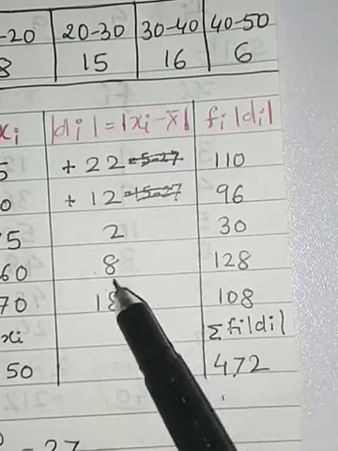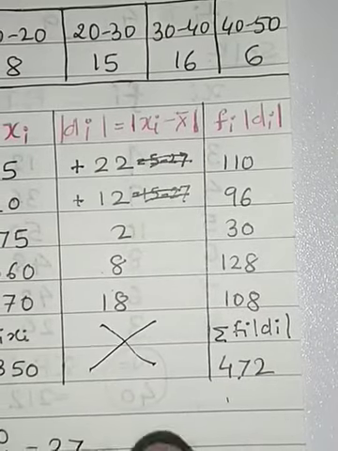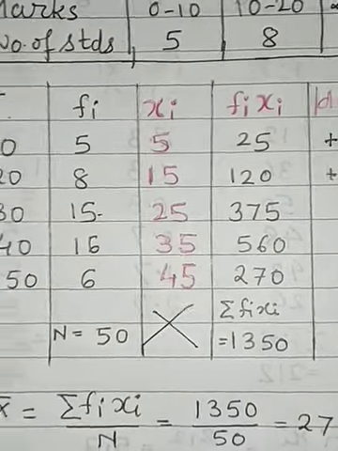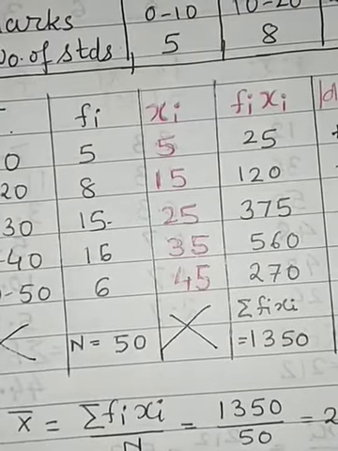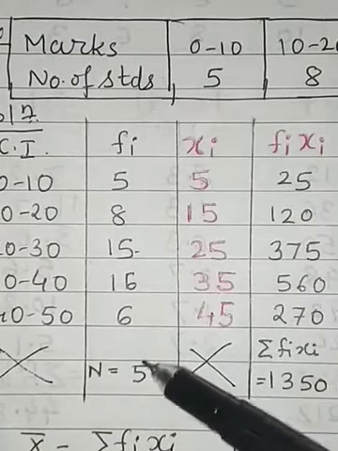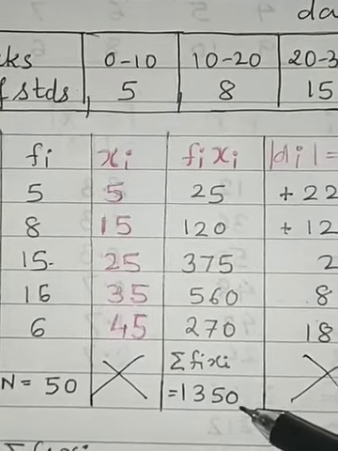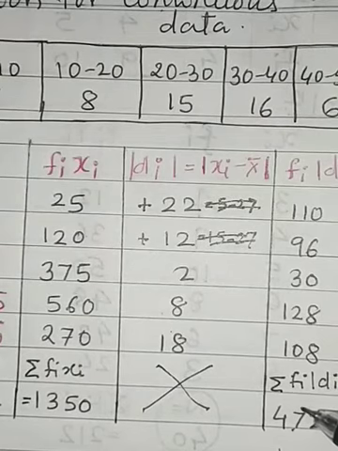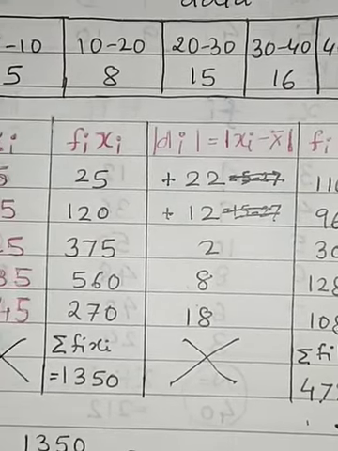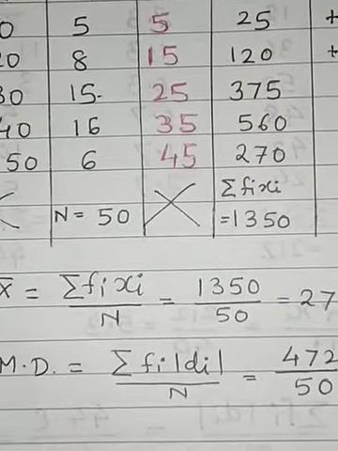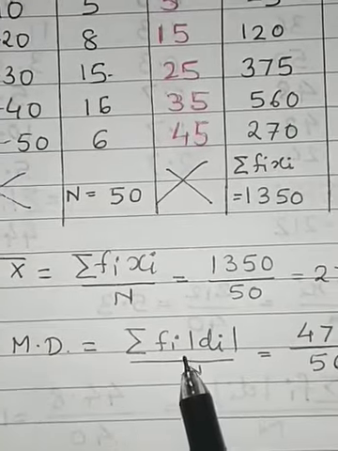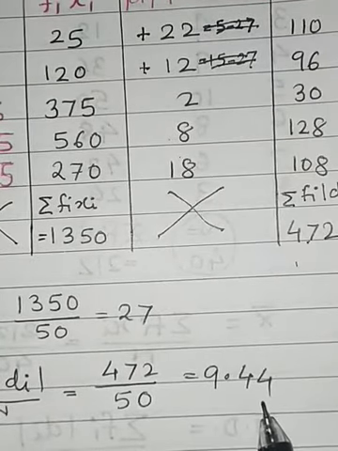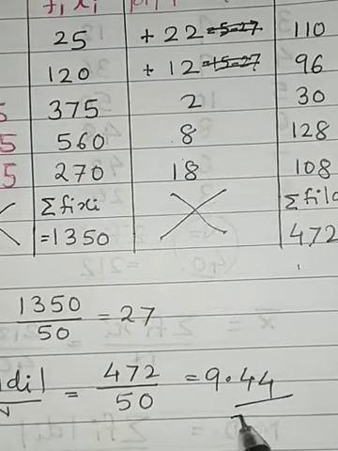Now remember, we are not taking sum here. We are not adding this column, we are not doing anything here. Okay, so we are adding this column to get n. We are adding this column to get summation Fi xi, and we are adding this column to get summation Fi mod di, which comes out to be 472. Now the formula for mean deviation is summation Fi mod di upon n, that is 472 upon 50, which is 9.44. So this is the value of mean deviation.